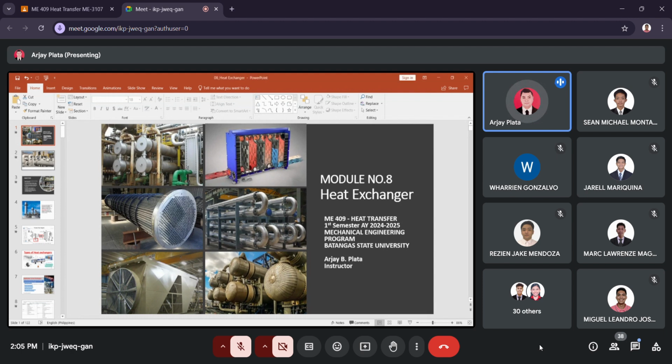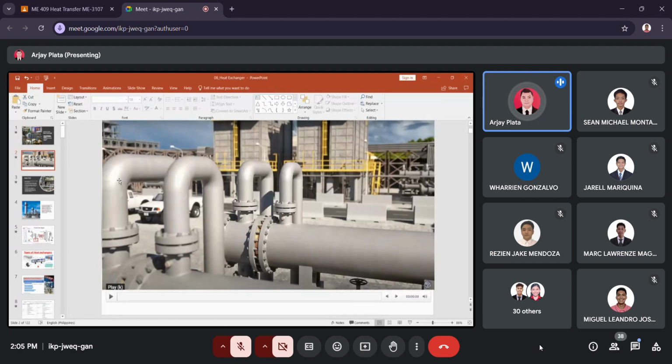So who among you have already seen a heat exchanger? Probably during plant tours or in the videos or some references. Anyone? Okay, so most of you haven't experienced seeing the actual heat exchanger yet, no? So, but I'll show you some examples here.